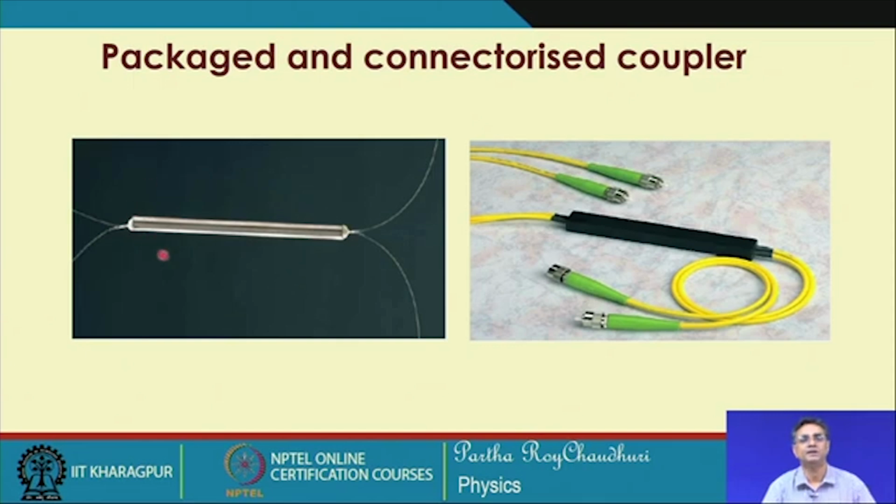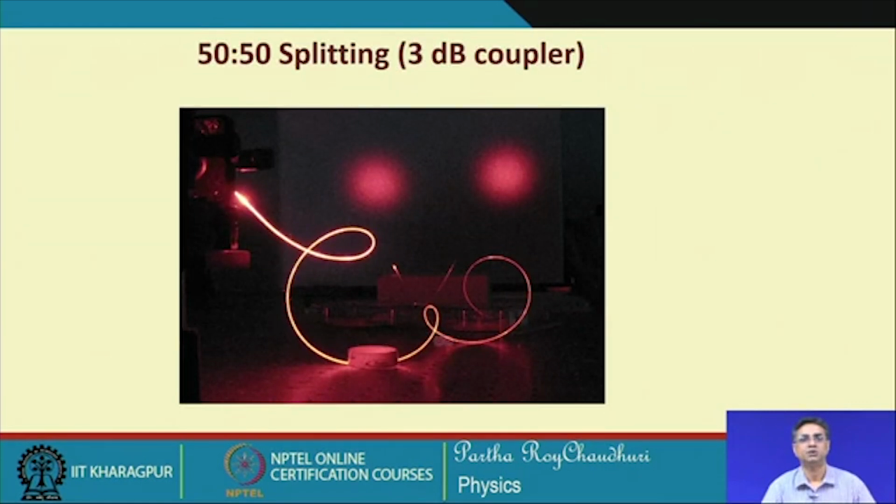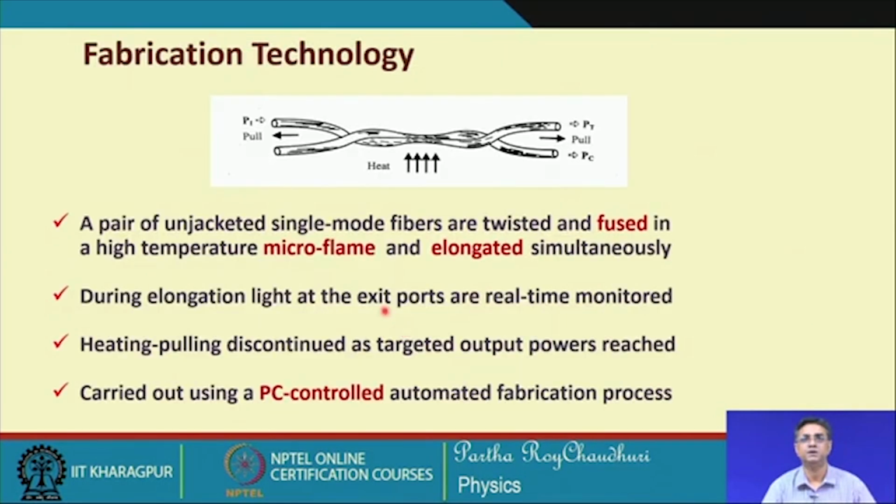Couplers look like this. This is a fabricated coupler just protected with a capillary sleeve, and this is a packaged and connectorized fiber coupler. You have two input ports and two output ports. Each of them can be used as input or output, and when illuminated with light, the two output ports give you almost equal distribution of the light power. You can see that 50%. So this is a 3 dB fiber coupler, very beautiful to see.